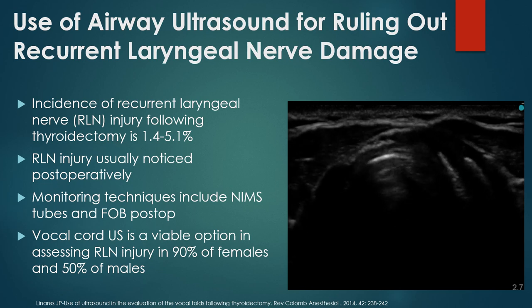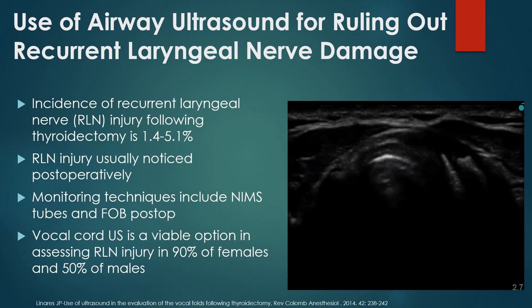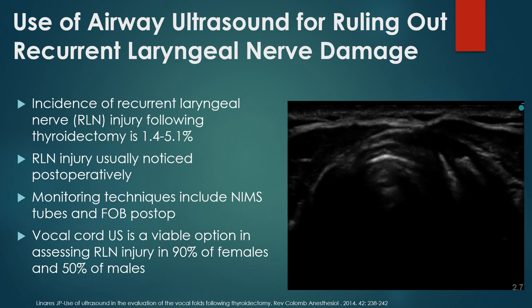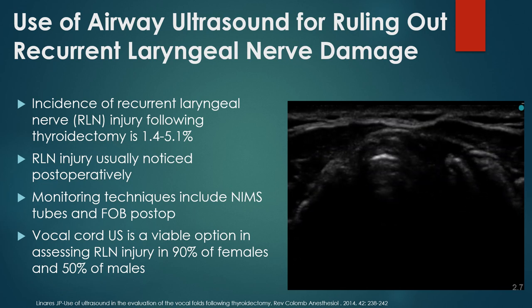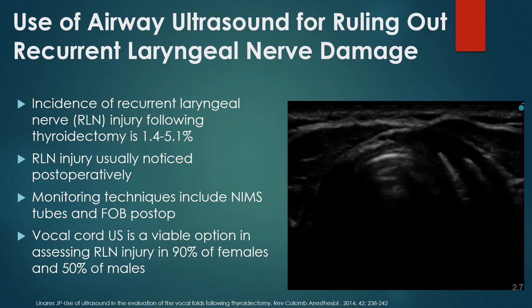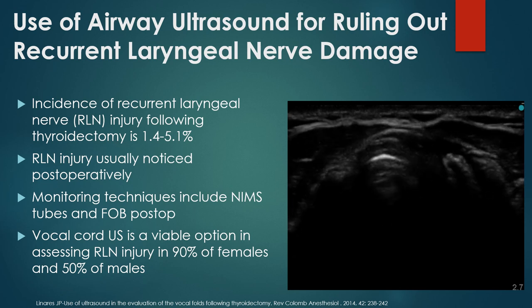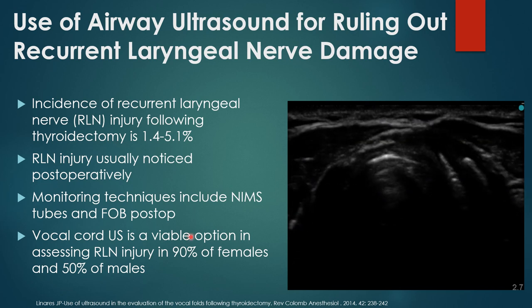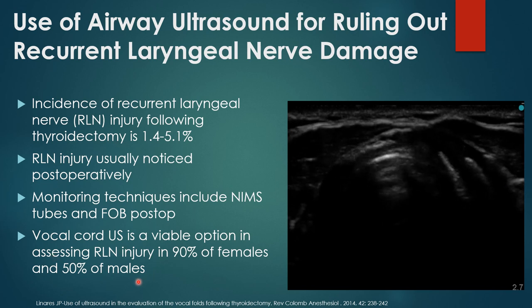Airway ultrasound can be used, as we spoke before, for ruling out recurrent laryngeal nerve damage. The incidence following thyroidectomy is about 1.4 to 5.1%. And you can see you can get a pretty good bit of movement here on this left side, not a lot of movement over here on this right side. Usually it's noticed post-op, and monitoring techniques include NIMS tubes, fiber optic bronch post-op in some practices. Vocal cord ultrasound, again, is a viable option in assessing recurrent laryngeal nerve injury in about 90% of females, but in men, it drops to about 50%. So it's not really something that you can hang your hat on.